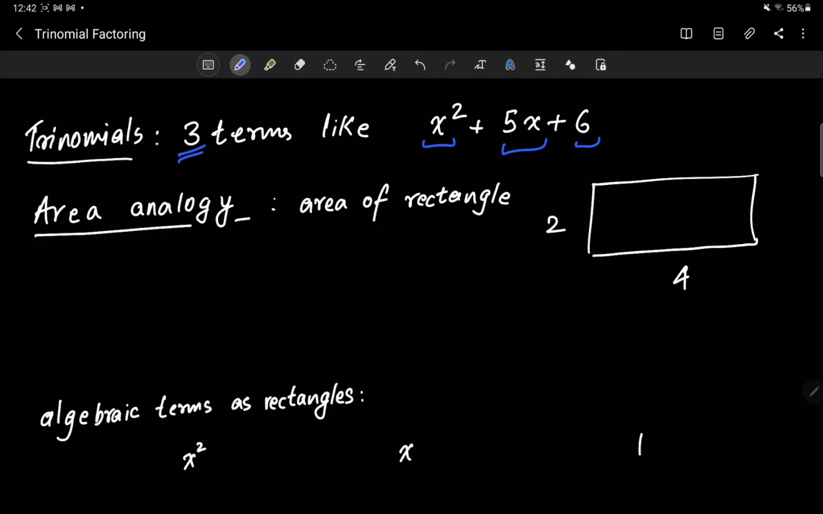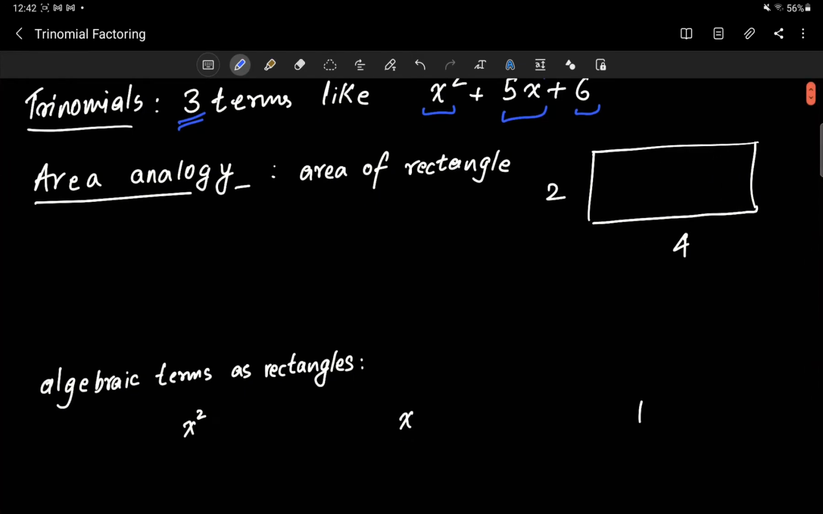And these are all three different types of terms because, well, the first has x with an exponent of 2, the second one has an exponent of 1, and the third one does not have an x term, which is to say it has an exponent of 0. So over the course of this video, we will learn a bunch of different ways. I'm going to start with the first one, which is the area analogy method.